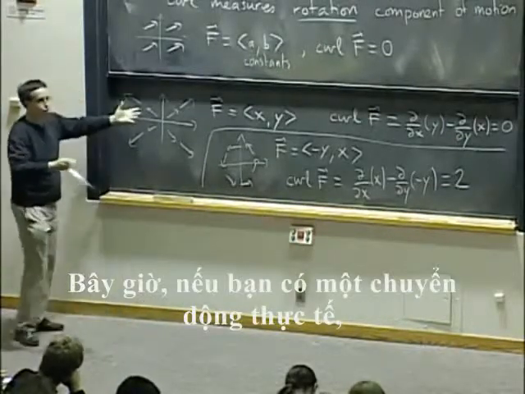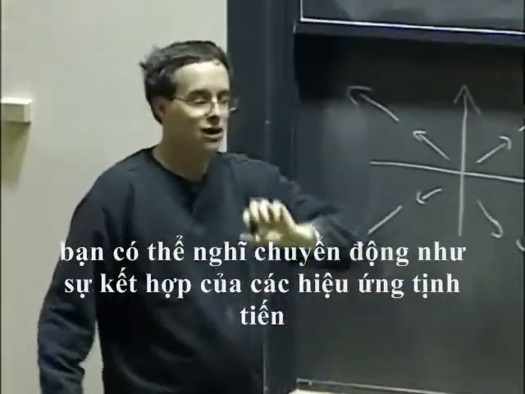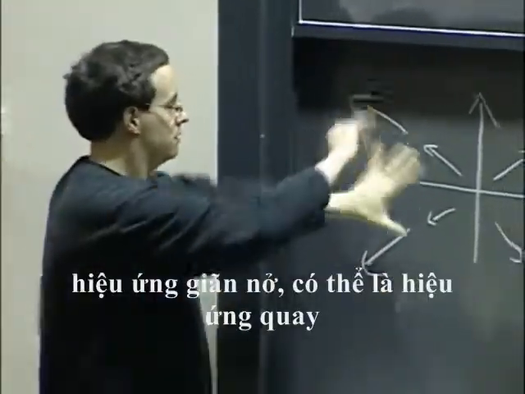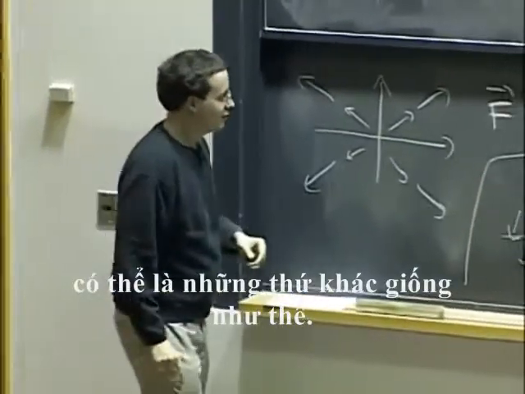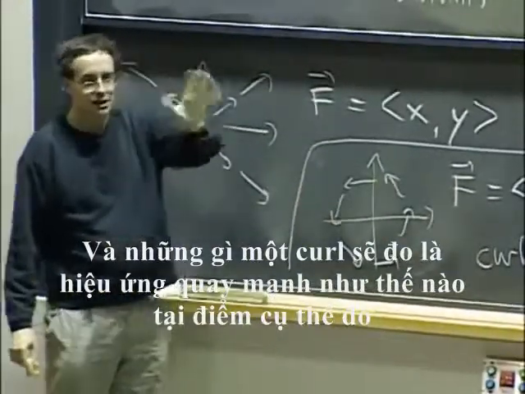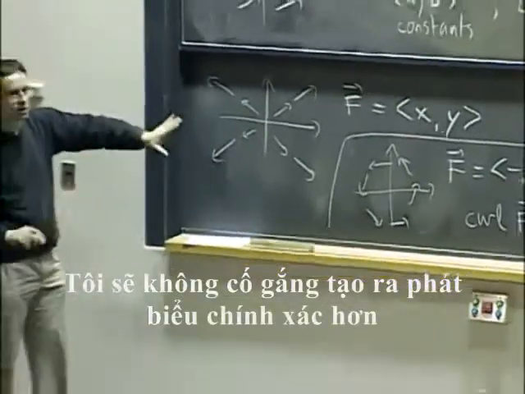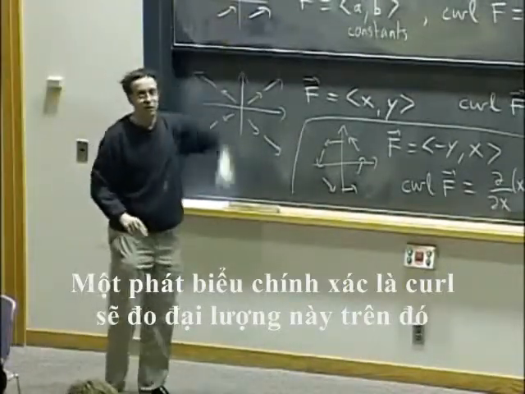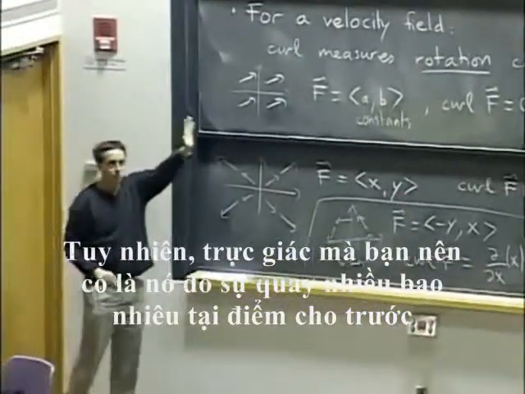So now if you have an actual motion, a more complicated field than these, then no matter where you are, you can think of the motion as a combination of translation effects, maybe dilation effects, maybe rotation effects, possibly other things like that. And what the curl will measure is how intense the rotation effect is at that particular point. I'm not going to try to make a much more precise statement. Well, the precise statement is what curl measures is really this quantity up there. But the intuition you should have is that it measures how much rotation is taking place at any given point.